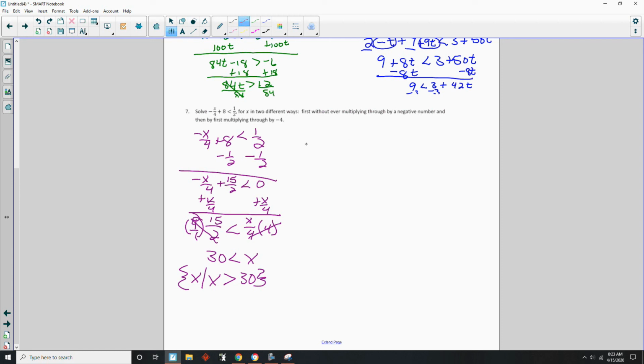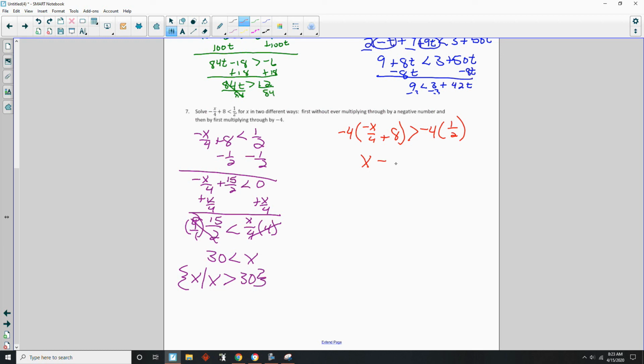And now we're going to do it by multiplying through by negative 4. So if I take negative 4 times negative x over 4 plus 8 is less than negative 4. Oh, my fault. That's greater than now. We're multiplying by a negative number. Sign flips. Negative 4 times 1/2. Negative times a negative is positive. The 4's cancel. I'm left with x.